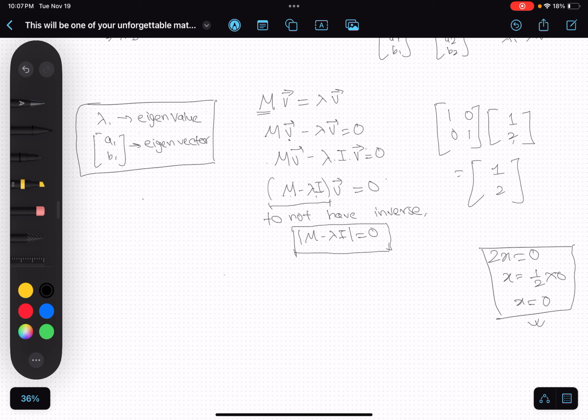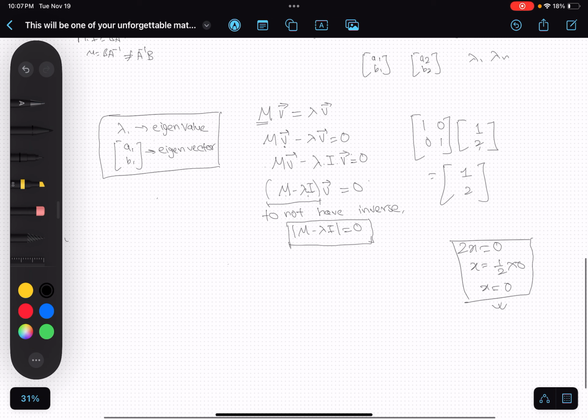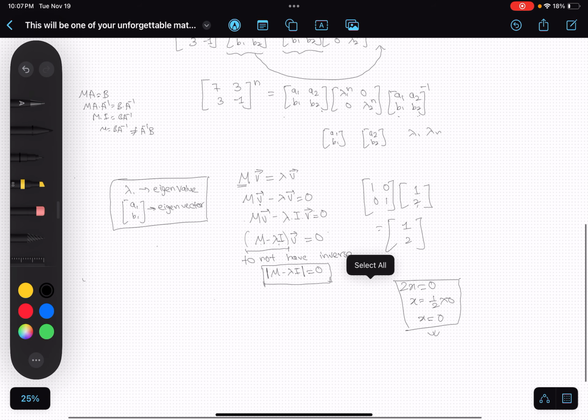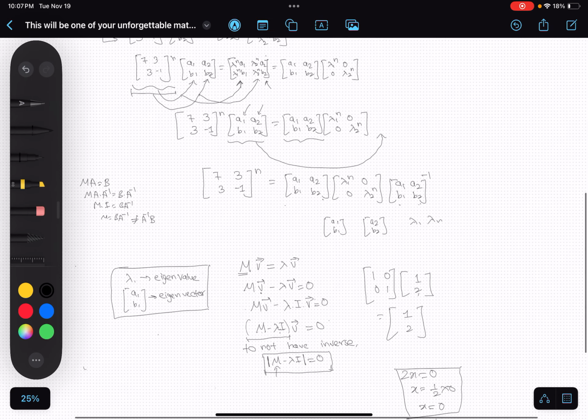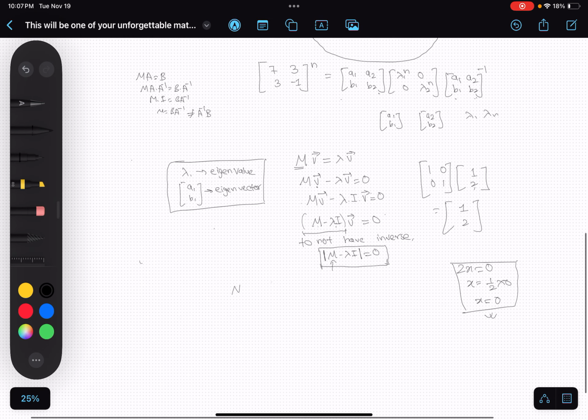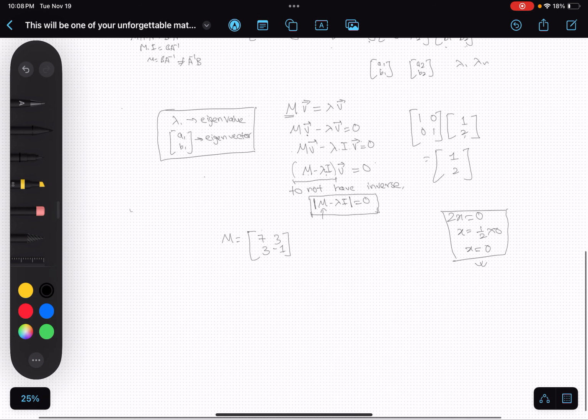Now we need to find this lambda, which is our eigenvalue, right? This symbol is basically saying to take the determinant. In our scenario, if you want to find lambda, we need to substitute the m over here, right? Our m is 7 3 3 1, 7 3 3 minus 1. In our case, our m is 7 3 3 minus 1. Alright?